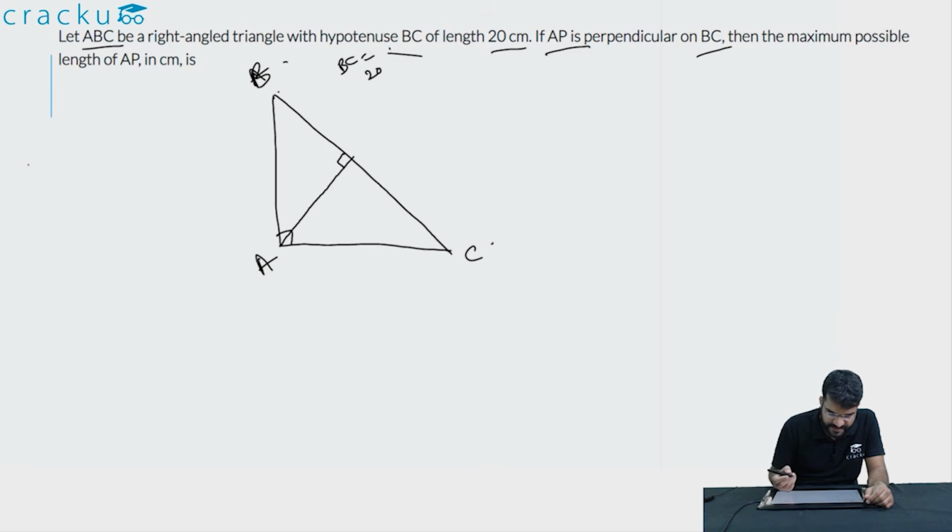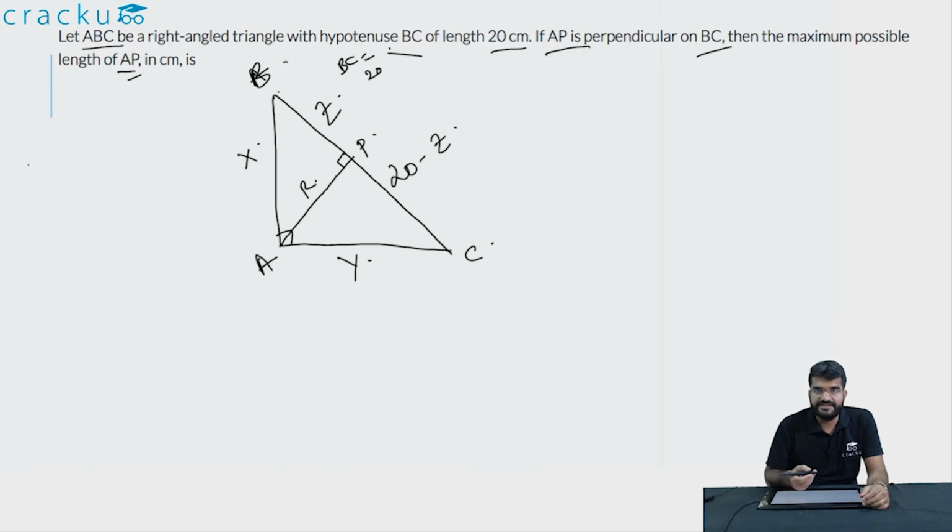Now the maximum possible length of AP is, we are required to find out the maximum value of AP. So let us assume that the length of AP is equal to R. We'll try to find out a function, the value of R as an expression, and then try to maximize the value of that expression. So let us start off by assuming that the length of AB is equal to X, the length of AC is equal to Y, the length of BP is equal to Z. Now if BP is equal to Z, the length of PC will be 20 minus Z.